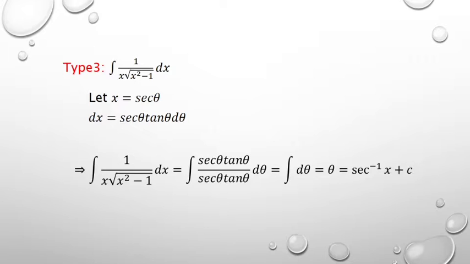And integration of 1 over x times root of x squared minus 1 dx becomes integration of secant theta tangent theta over secant theta tangent theta times d theta, and it becomes integration of d theta, which is theta. Therefore, after we change theta in terms of x, we get secant inverse of x plus c.